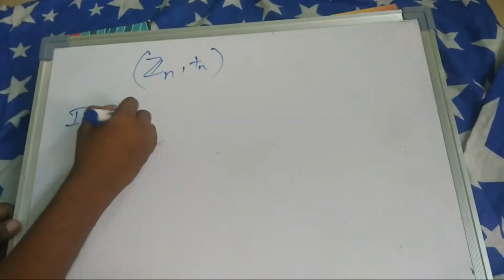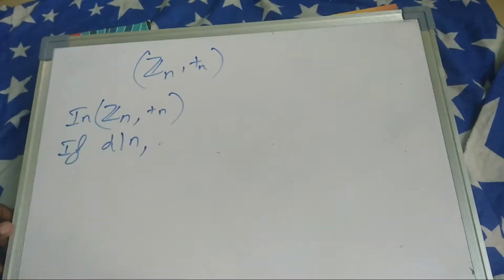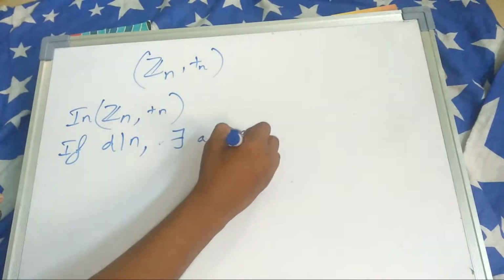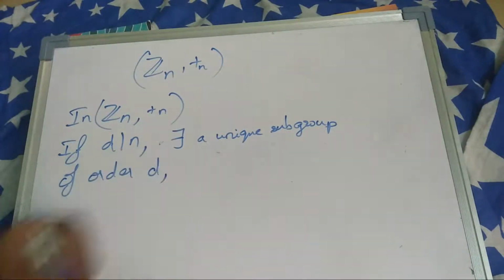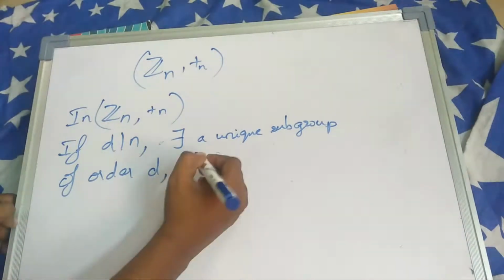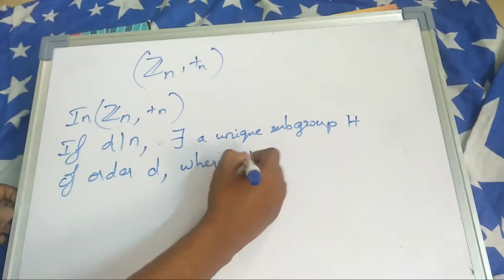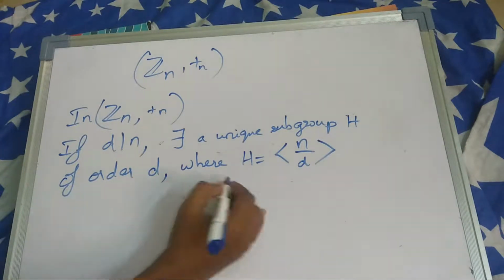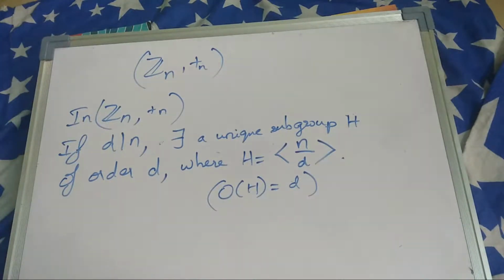You can note it down as a general result in Zn, addition modulo n: if D divides n, then there exists a unique subgroup of order D. We will denote it by H. The subgroup H of order D is the subgroup generated by n by D, and the order of H is equal to D. Please note this down. This will be very much useful.